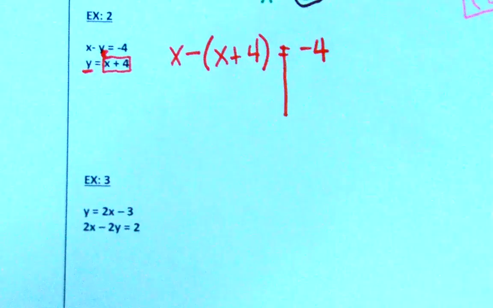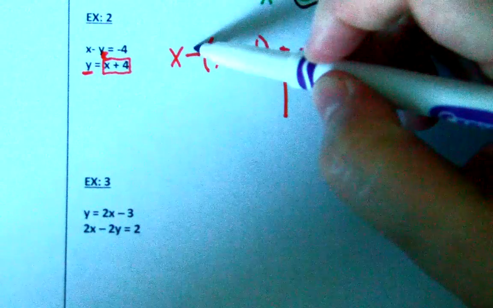Remember, the first thing you take care of is your parentheses. So you're going to distribute the negative to both of these.